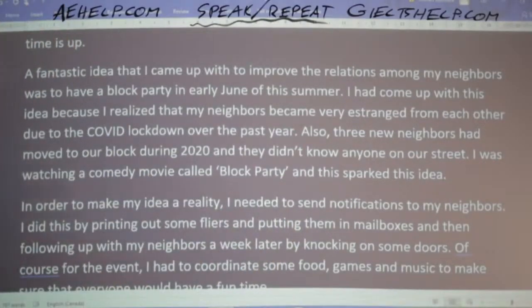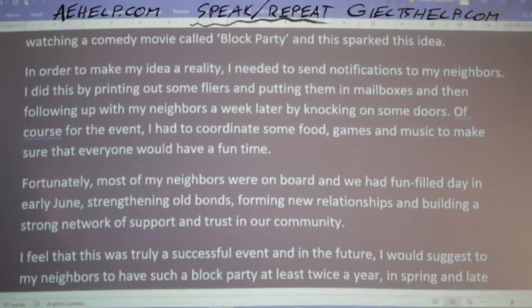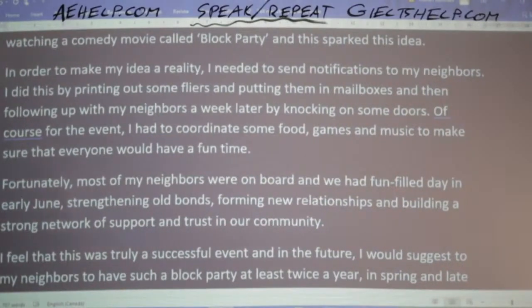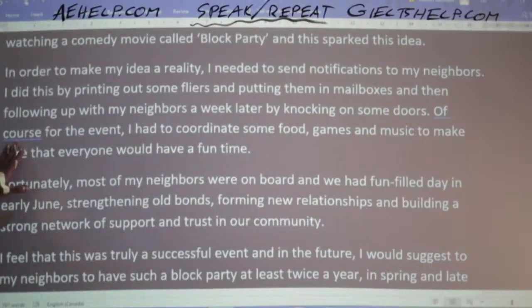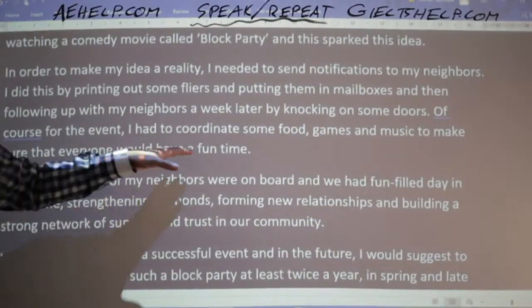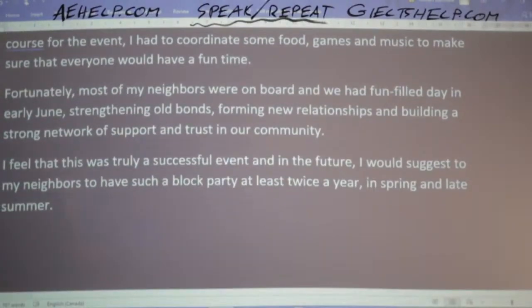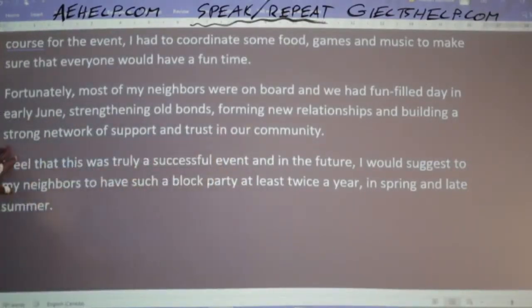In order to make my idea into a reality, I needed to send notifications to my neighbors. I did this by printing out some flyers and putting them in mailboxes, and then following up with my neighbors a week later by knocking on some doors. Of course, for the event, I had to coordinate some food, games, and music to make sure that everyone would have a fun time. Fortunately, most of my neighbors were on board and we had a fun-filled day in early June, strengthening old bonds, forming new relations, and building a strong network of support and trust in our community.